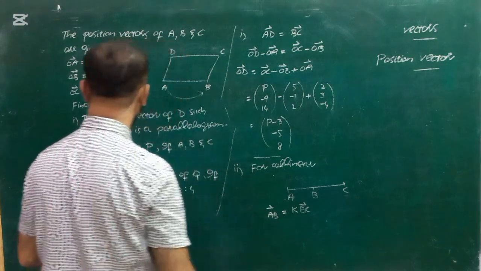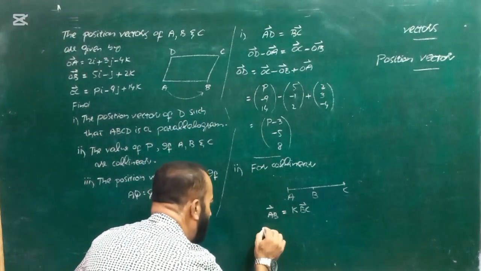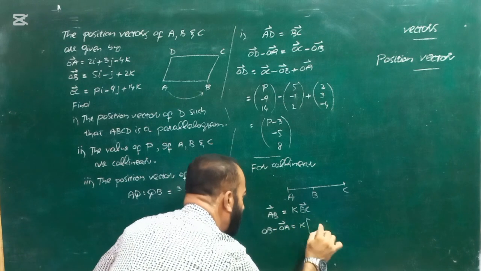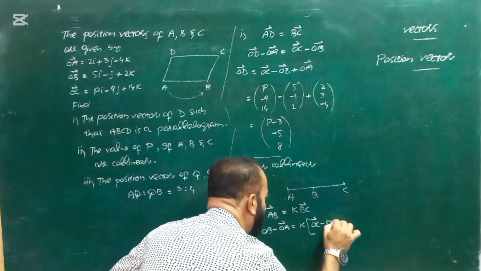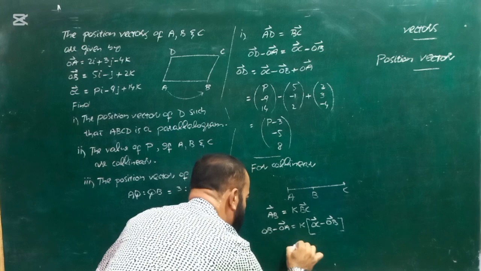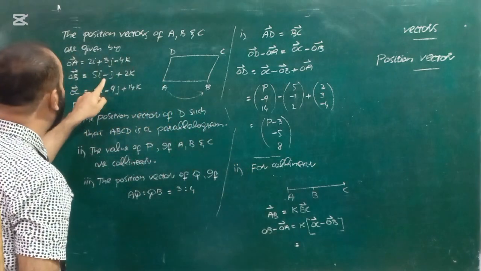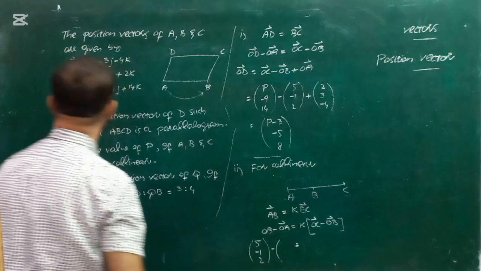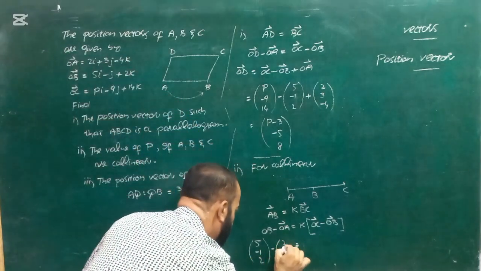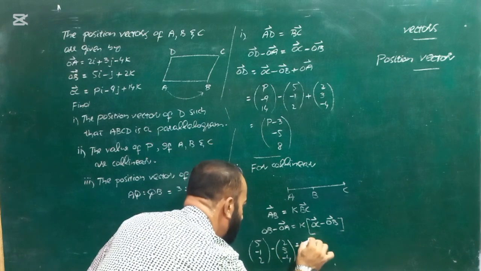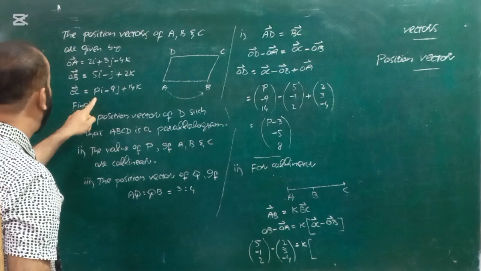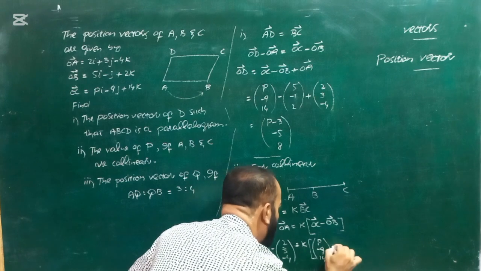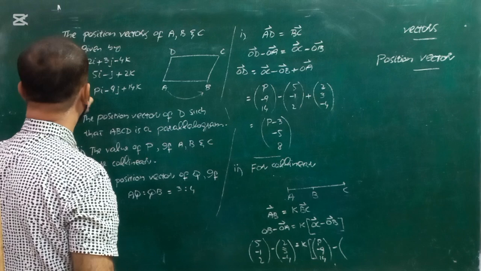So here we will put the values. So AB will be equal to OB minus OA, and K times of here will be OC minus OB. So now we will put values into it. OB is 5 minus 1 2 minus OA 2 3 minus 4. On the right hand side, K times of OC, P minus 9 14 minus OB. Here is OB 5 minus 1 2.